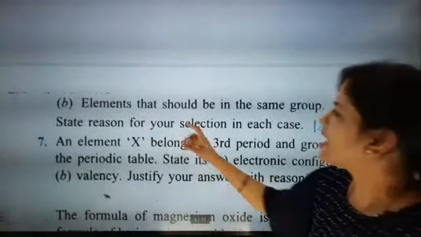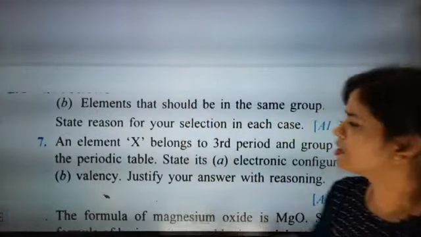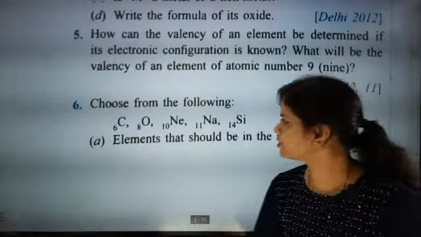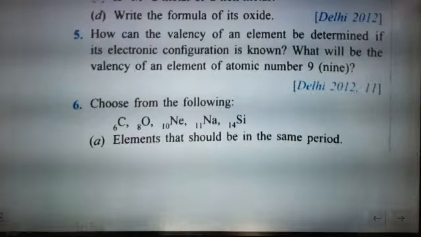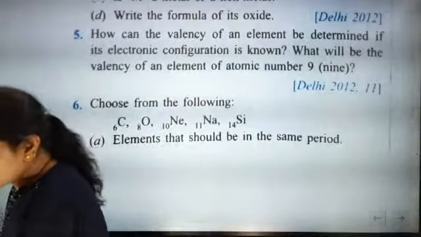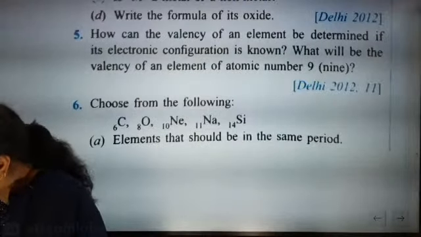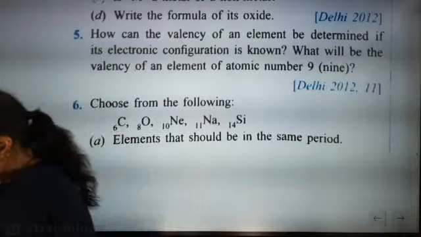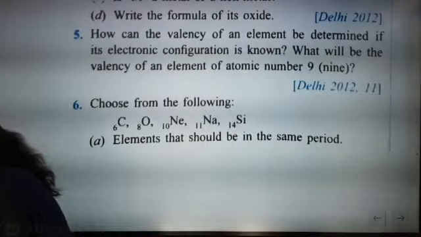Next question. Elements that should be in the same group. State the reason for your selection. Among them, which ones belong to the same group? What answer are you going to say? Which ones belong to the same group?